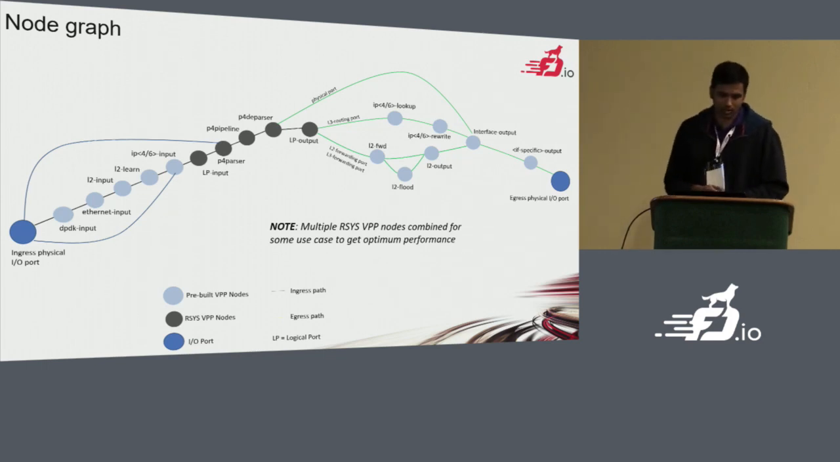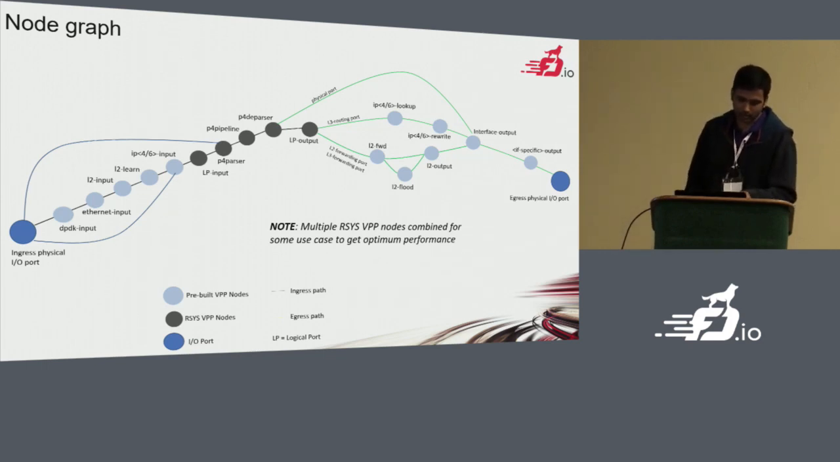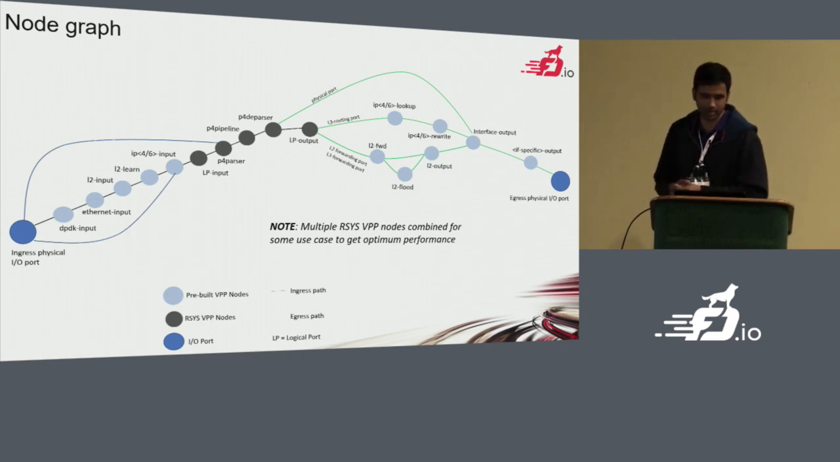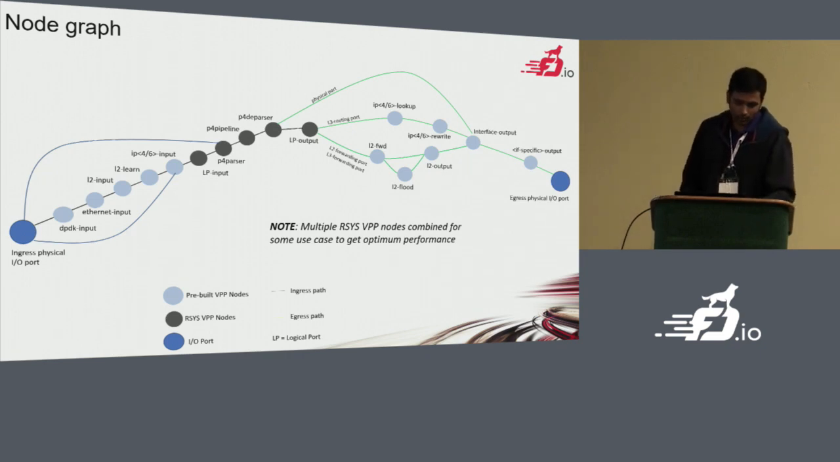So this slide shows the way we have introduced our VPP nodes into the FDIO packet processing graph. The significant portion here is that we have introduced this in such a way that we can leverage the features provided by the FDIO. So basically, if the packets from the ingress IO port have to be directly sent to the P4 processing, we have a graph which can follow that path.